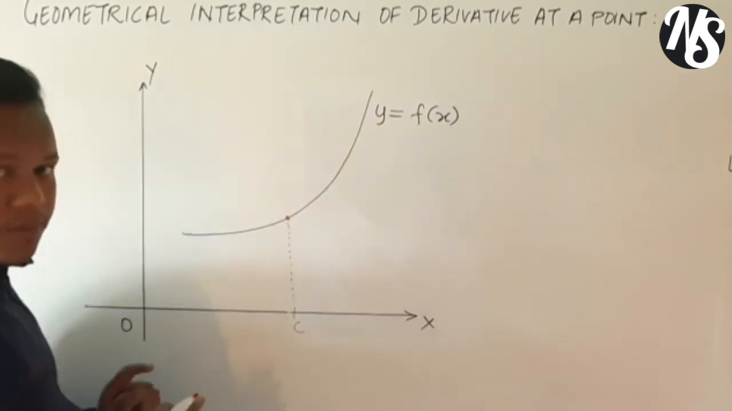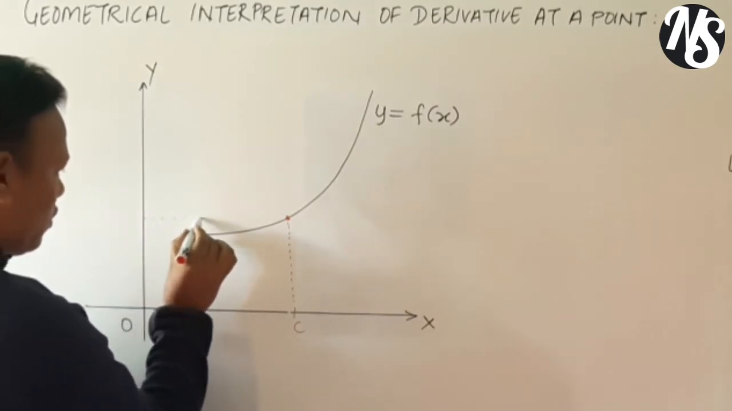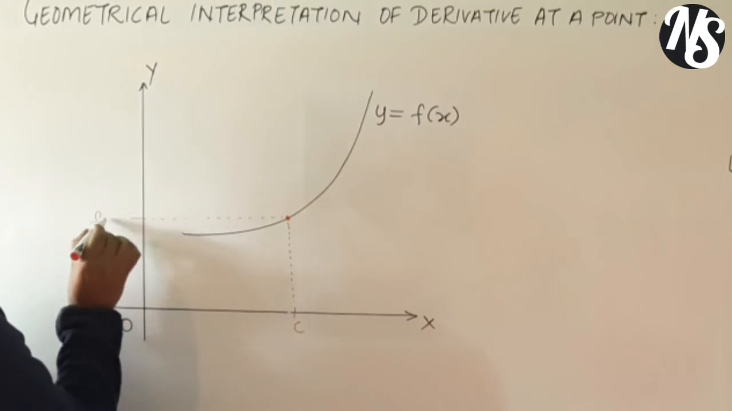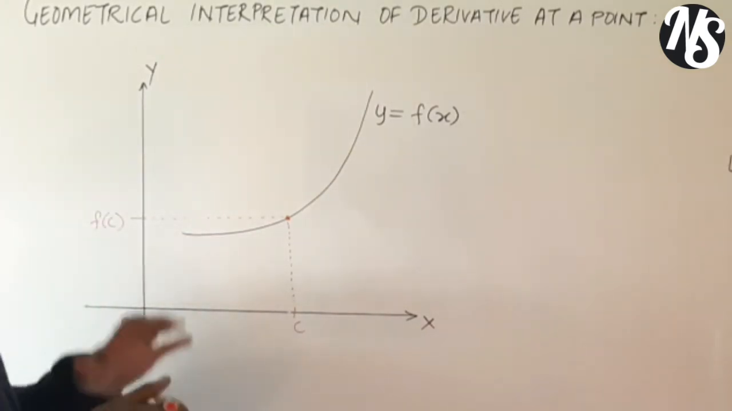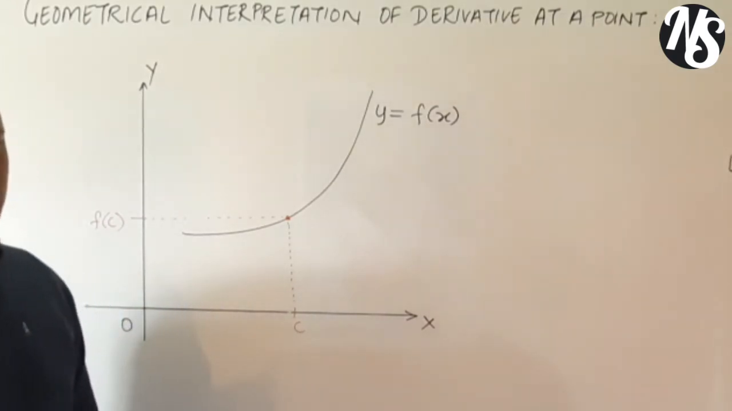F of C. I hope this thing is clear to you. So let me draw a horizontal line here. So basically this height is my f(c). Now what I am going to do is introduce a very small h.